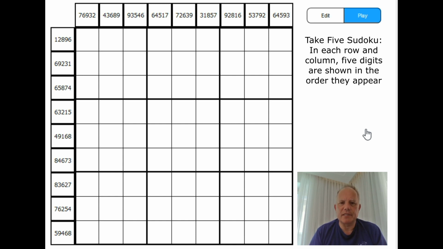Now, the rules are fairly simple. Each row and column has a clue, and in the clue are 5 digits which must appear in that order, although obviously not consecutively. That would give far too much away, I suppose, in the relevant row or column. So 6, 4, 5, 9, 3 must appear in that order down this column. That's all we know, and no givens in the grid at all. So I'm going to have a go at this.